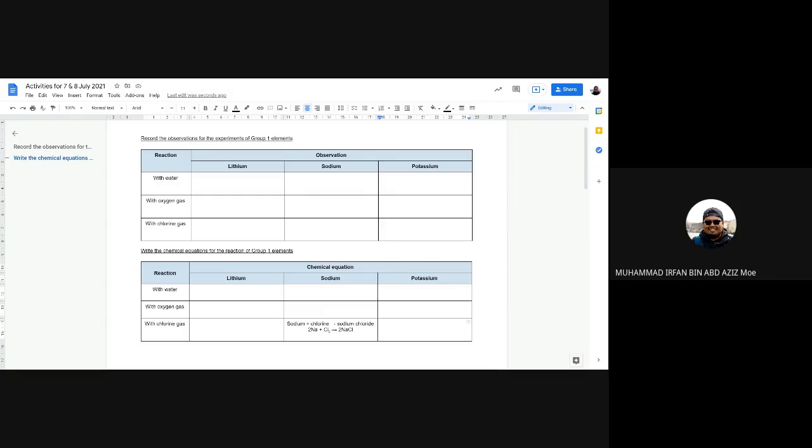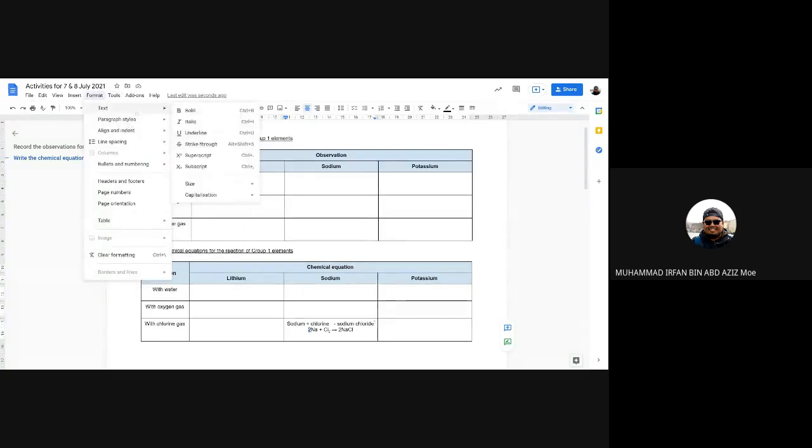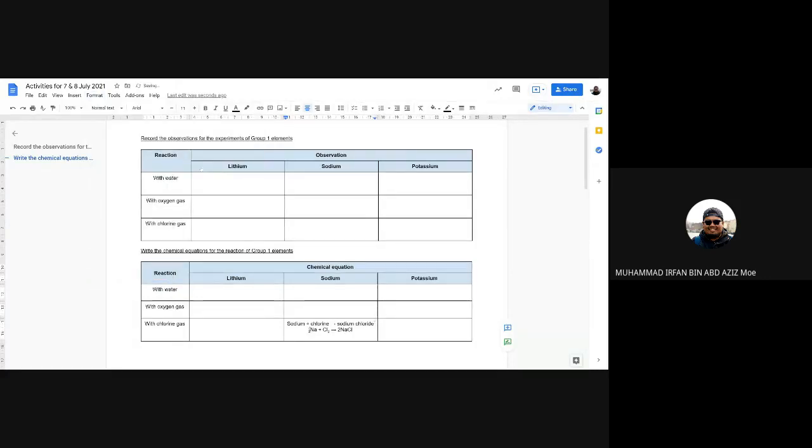Okay, how to make the number small? Tekan control, lepas tu tekan comma, shortcut dia. Kalau tak boleh nak buat small, how to make it small? Okay, paling senang adalah click the number. Okay, klik ni and then tekan dekat format text ni, klik subscript. Macam tu, subscript. Kalau superscript dia akan jadi power.